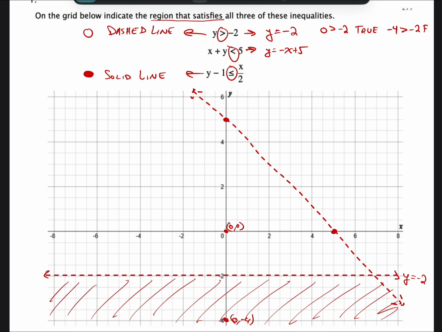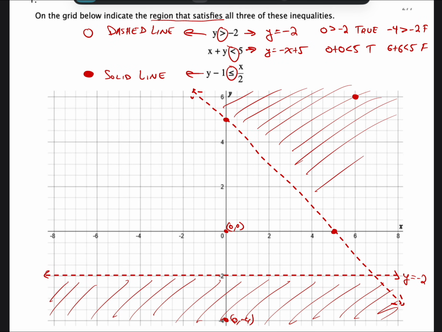Again, I'm going to pick some points here. I'll use the same 0, 0 that I used earlier. I plug 0, 0 into my second inequality. That would be 0 plus 0, because my coordinates are 0 and 0, is less than 5. That's going to be true. Now, if you chose some other point on the other side of the line, I'll pick 6, 6 over here, that would be 6 plus 6 is less than 5. That's going to be false, because 12 is less than 5 doesn't make any sense. So I'm going to indicate that this region does not satisfy that inequality by shading it in.